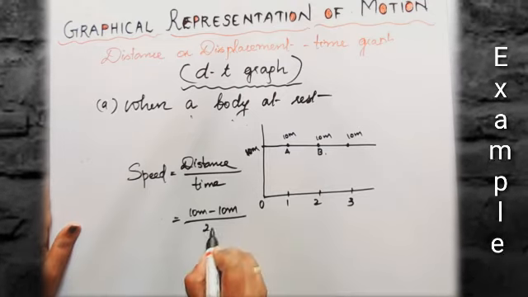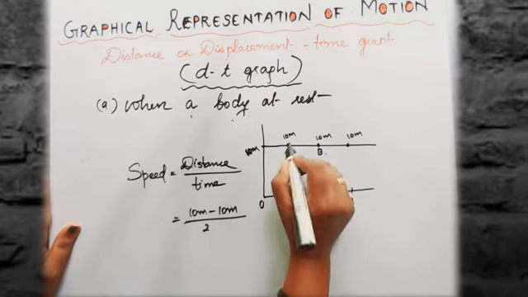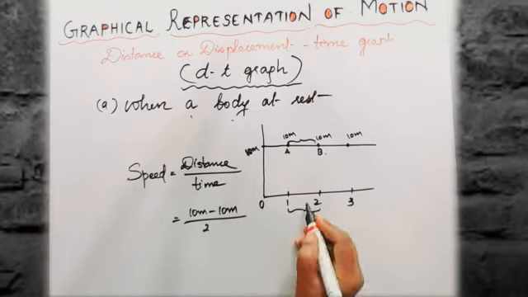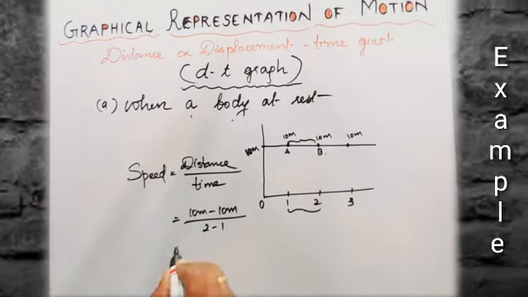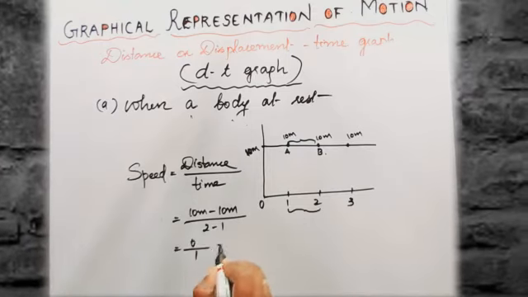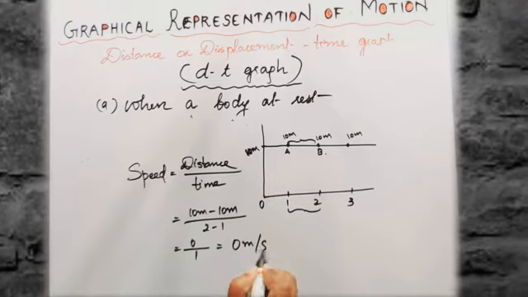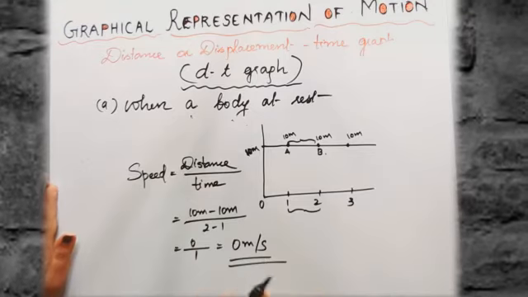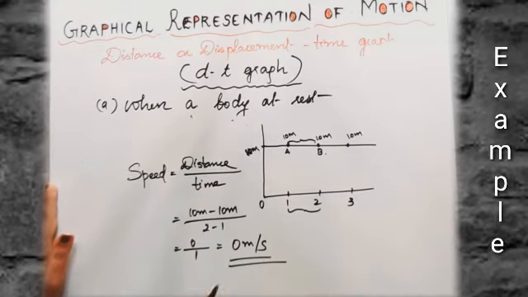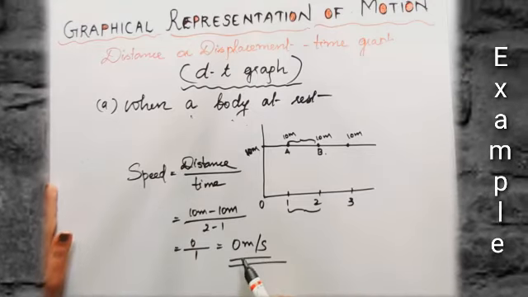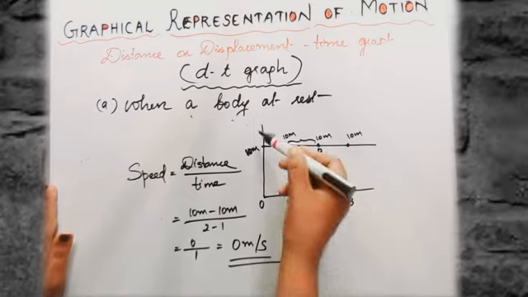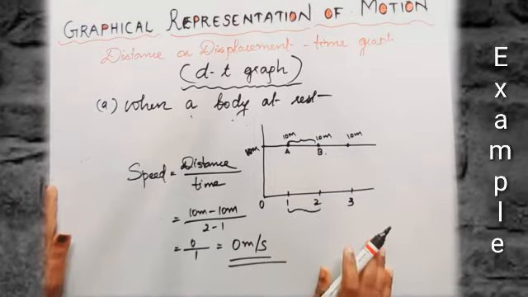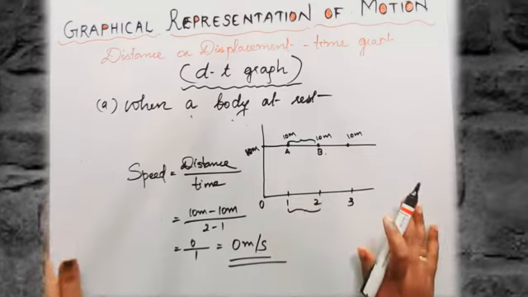What will we get? 2 minus 1. So 0 by 1, what will we get? 0 meter per second. From this also we got 0 speed. That means the object is at rest. From that graph also we got the object is at rest.